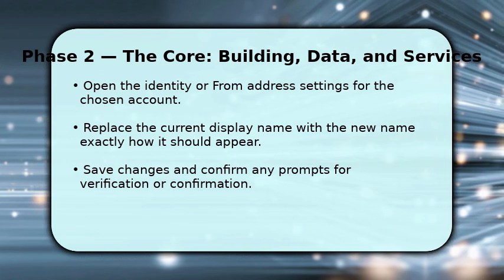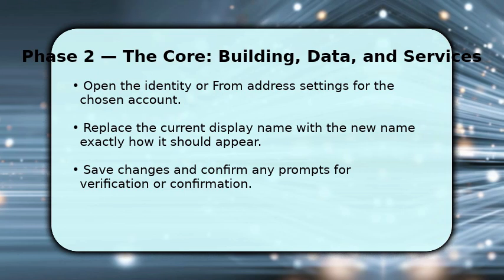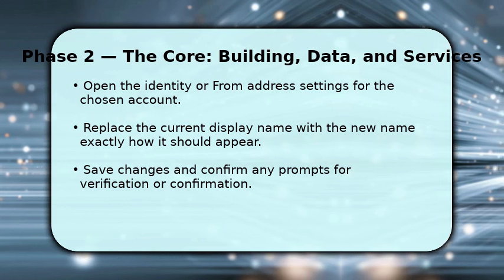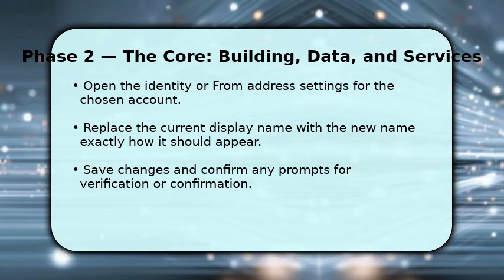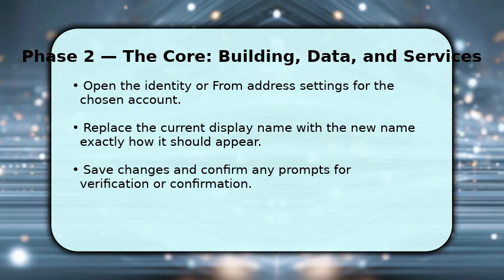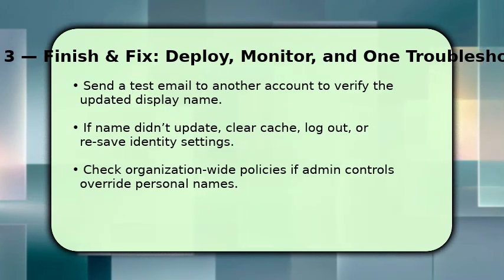After editing, click Save or Update and watch for verification prompts. Some accounts require you to confirm via a verification email or re-authentication. Make sure you complete those steps. Otherwise, messages may still show the old name or be blocked by strict. You've saved the new name, now send a test email to verify how recipients see it.